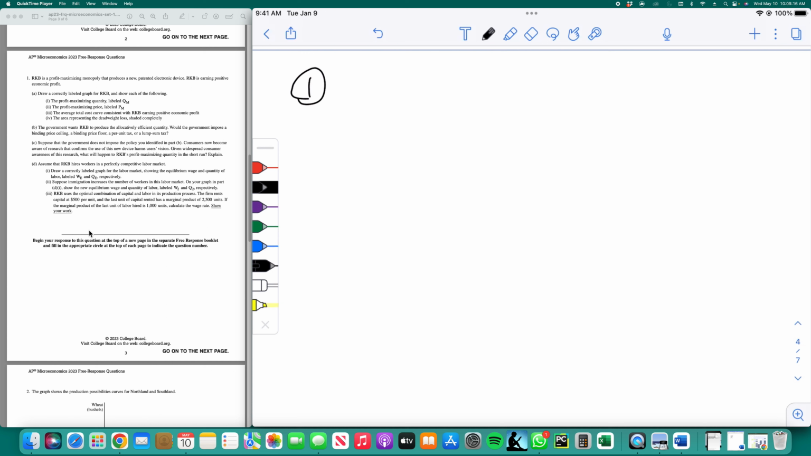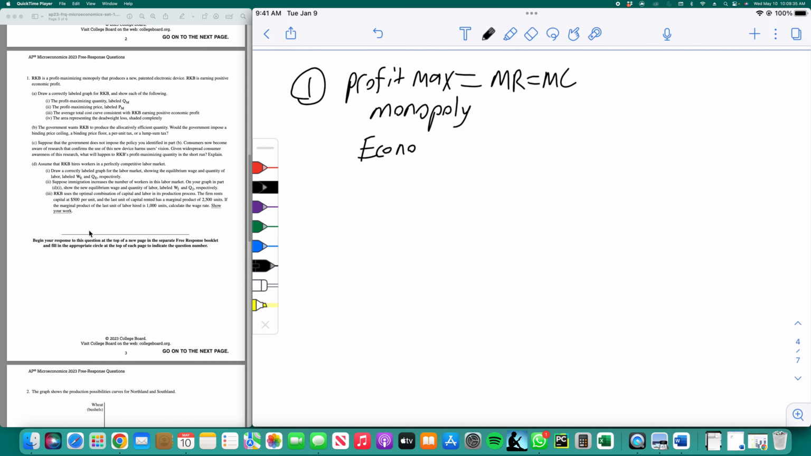So first off, they're profit maximizing. So that means that they are MR equals MC. They are also a monopoly. The second thing is that they're earning an economic profit. Positive economic profit, which would mean that price is more than your ATC.